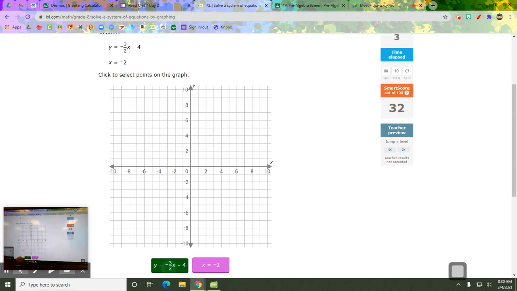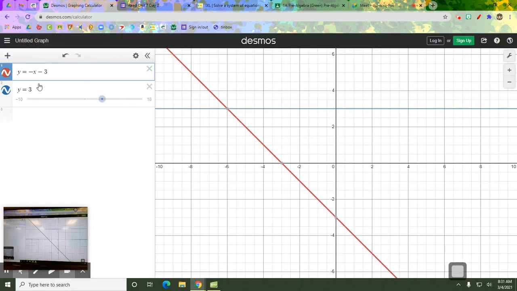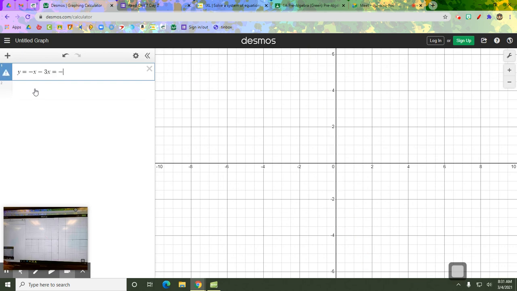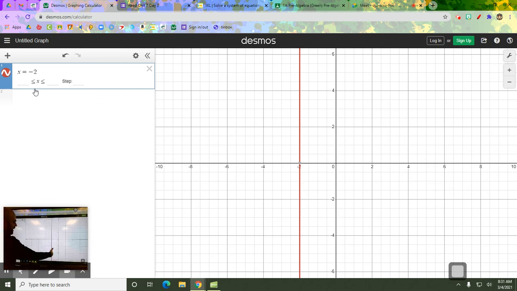So this first one, the green one, negative 4. Okay, my y-intercept is negative 4. Go down to negative 4. Slope is negative 3 over 2. I can go 1, 2, 3, right 2. There's my line. x equals negative 2. So if you're confused, x equals negative 2, just go here. Just type it in here. x equals negative 2. And it shows me it is a vertical line at negative 2.